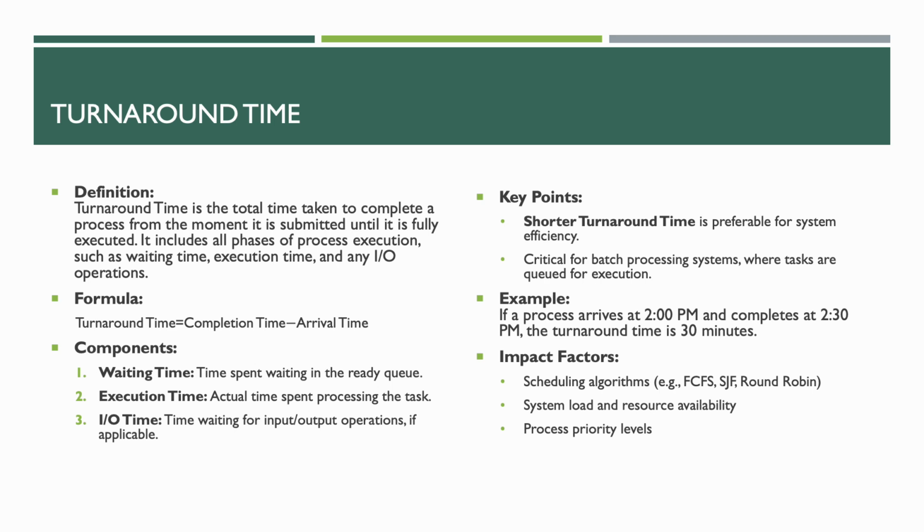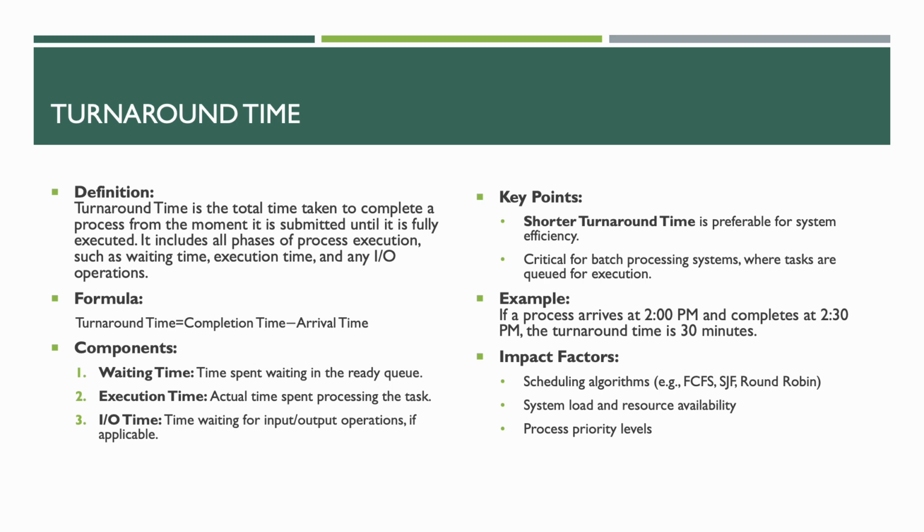So you'll just say turnaround time equal to completion time minus arrival time. So a shorter turnaround time is always preferable because it indicates a more efficient system. This metric is particularly crucial in batch processing systems where multiple tasks are queued for execution. So for example, if a process arrives at 2 p.m. and completes at 2:30, the turnaround time is 30 minutes.